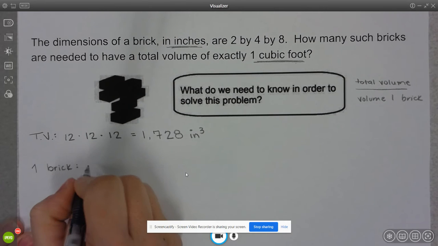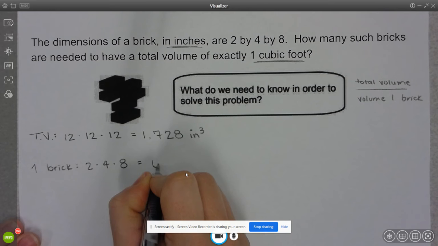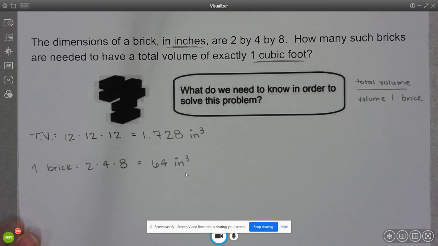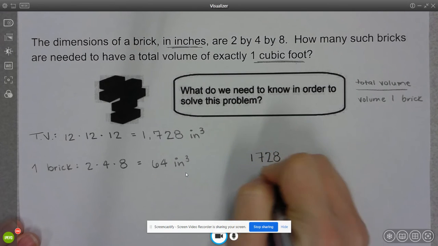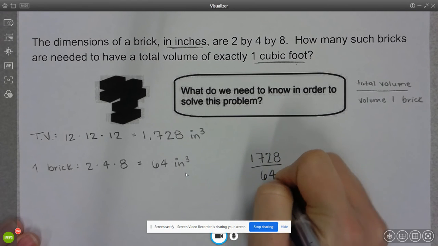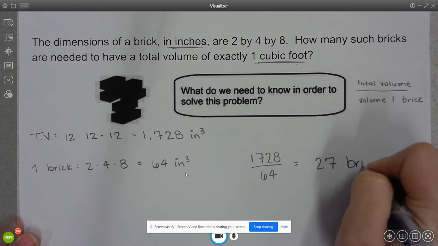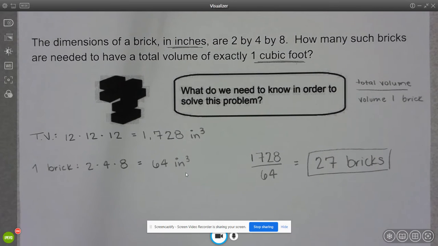And I'm going to do the same thing for 1 brick. And it's 2 by 4 by 8, which gives me 64 cubic inches. And then I'm going to take 1,728 divided by 64. That tells me we would need 27 bricks. And I did all of that using my calculator.